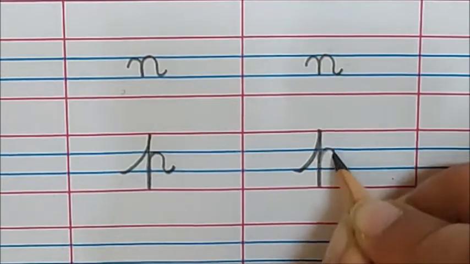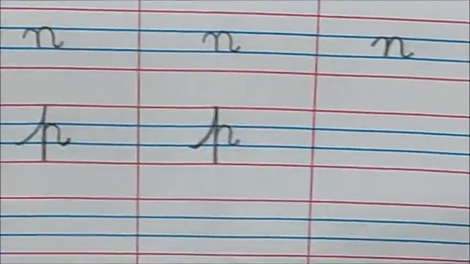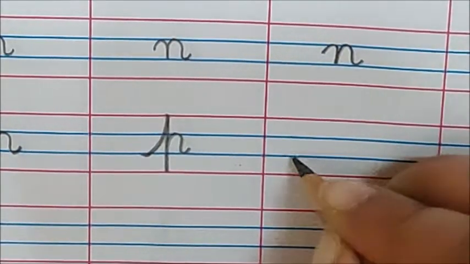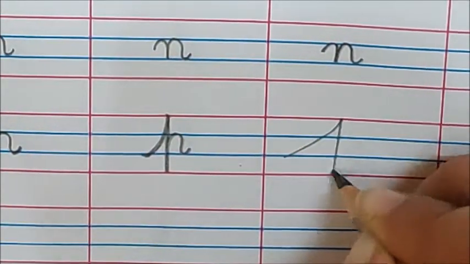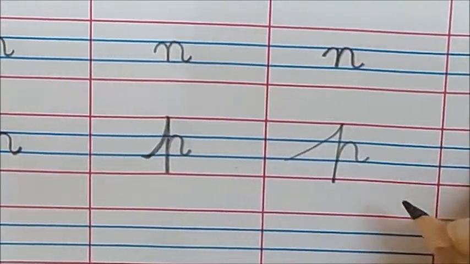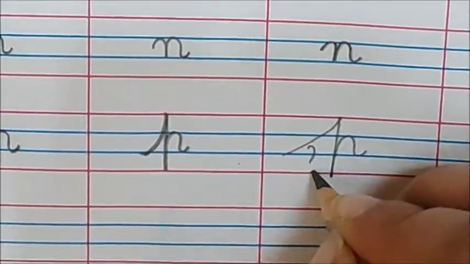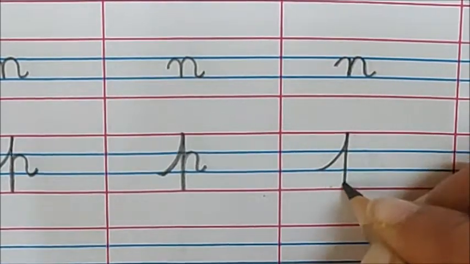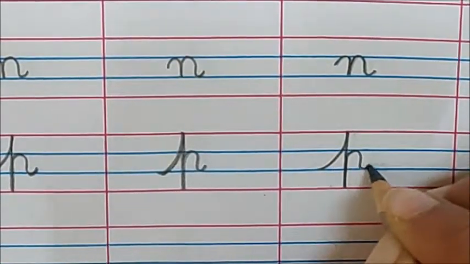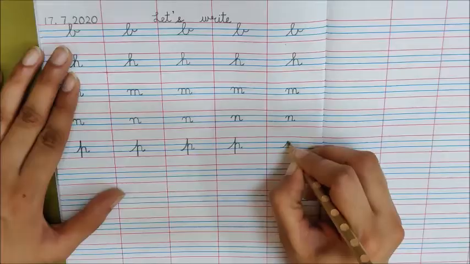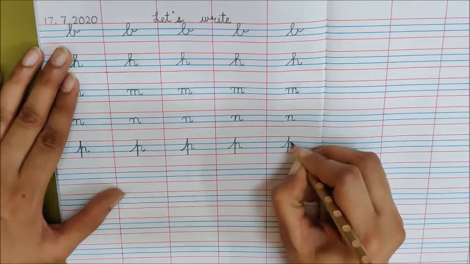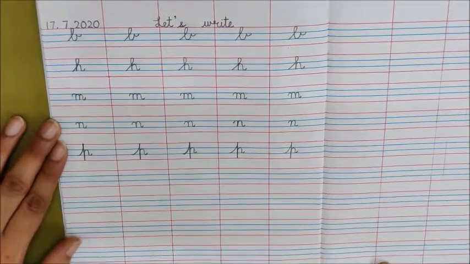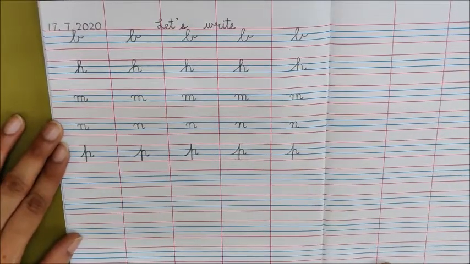P, P. Children, don't make a very big hand like this. This is wrong. Okay, children? We will make a small hand. Go up, down and a tail. P, P, P. Okay, children? Now, children, our writing work is over.